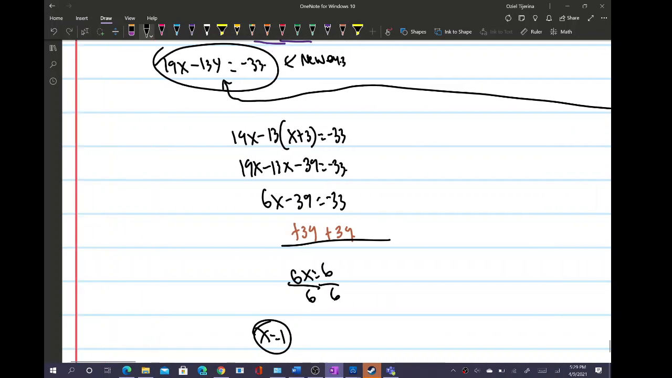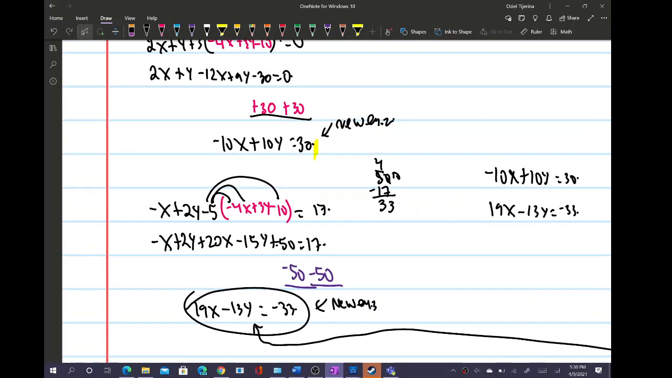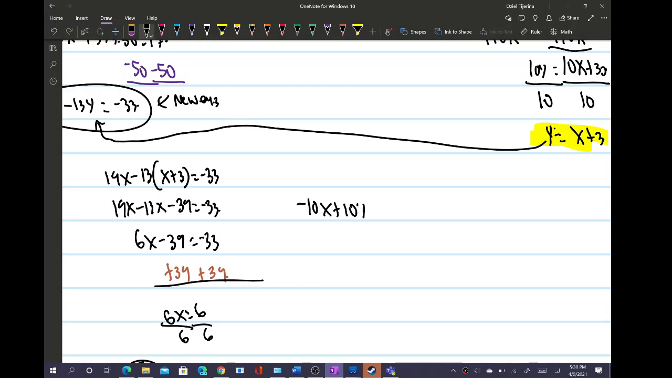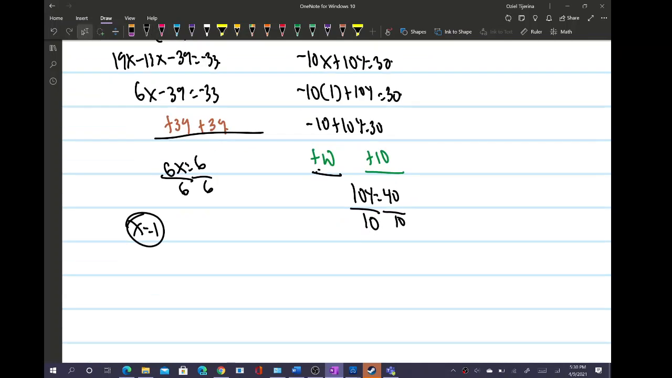Okay, now go ahead and plug it in to any equation where you have x and y. So you can do negative 10x plus 10y equals 30. So you have negative 10 times 1 plus 10y equals 30. So then you have negative 10 plus 10y equals 30. And you want to go ahead and add 10 on both sides, right? So then you have 10y equals 40, so then you divide by 10 and you get y equals 4.